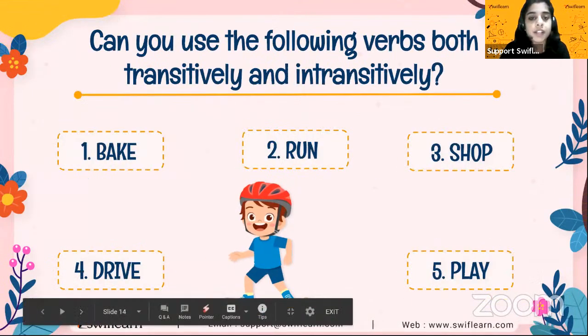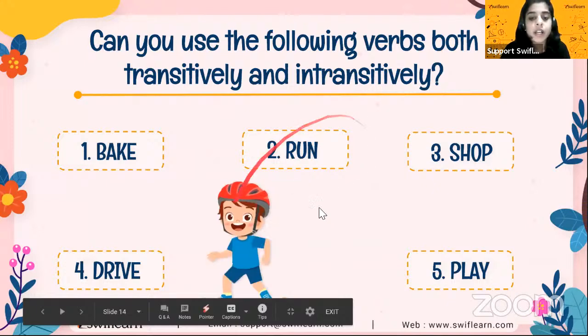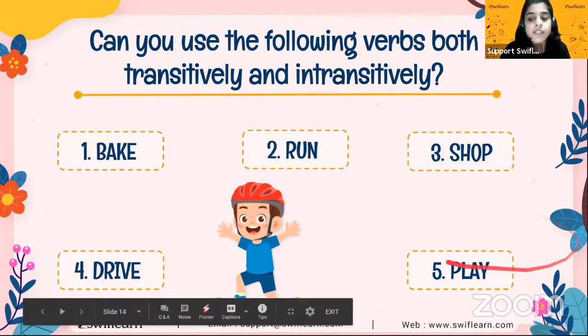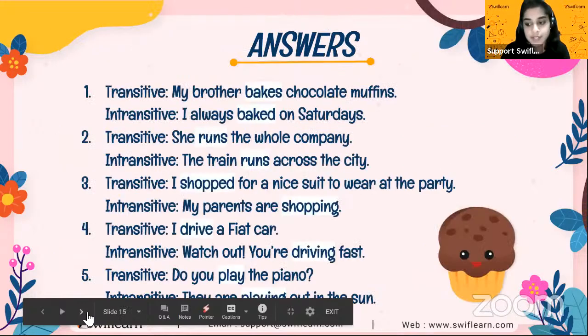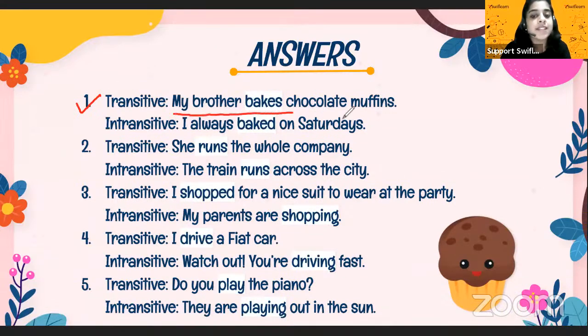All right. So there are different groups of words here: bake, run, shop, drive, and play. I would like to show how to use them transitively and intransitively. Number one, transitive: My brother bakes chocolate muffins. Brother, subject; bakes, verb; chocolate muffins, object. Here bakes is a transitive verb because it needs an object, and the object is chocolate muffins.